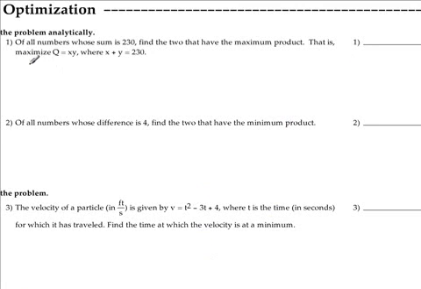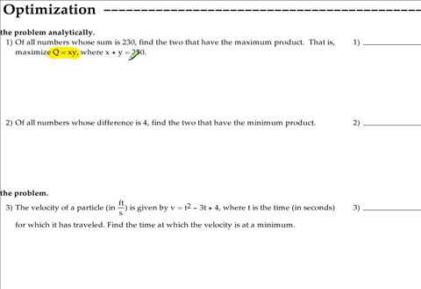All right, here we go. We got optimization. Of all the numbers whose sum is 230, find the two that have a maximum product. In other words, we're going to maximize Q equals xy, where x plus y equals 230. Some of you guys have found a shortcut for this particular problem.